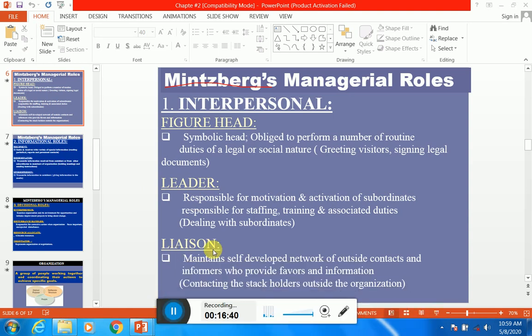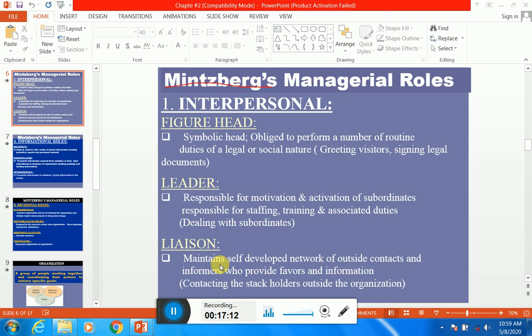Next is liaison. Liaison is a person or role of a manager who maintains a self-developed network of outside contacts and informers who provide favors and information. Simply stated, a liaison establishes and maintains contacts and relationships within and outside the organization. For example, business correspondence, participation in meetings with representatives of other divisions and organizations.